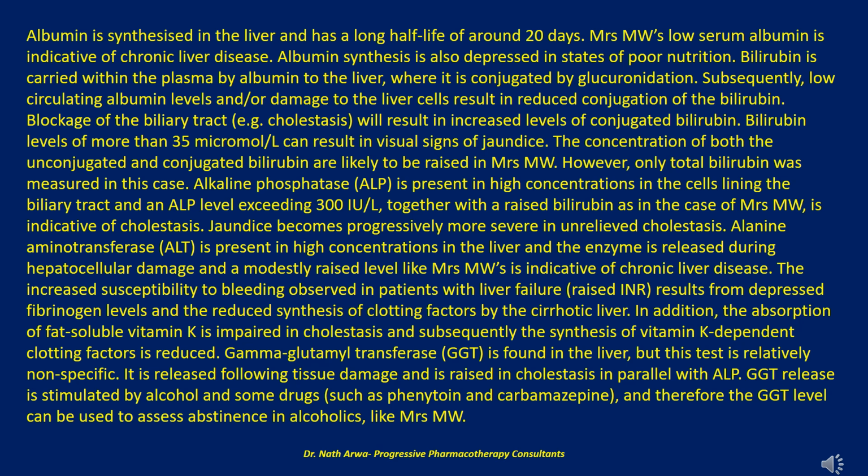Alkaline phosphatase, abbreviated as ALP, is present in high concentrations in the cells lining the biliary tract, and an alkaline phosphatase level exceeding 300 international units per liter, together with a raised bilirubin as in the case of Mrs. M.W., is indicative of cholestasis. Jaundice becomes progressively more severe in unrelieved cholestasis.